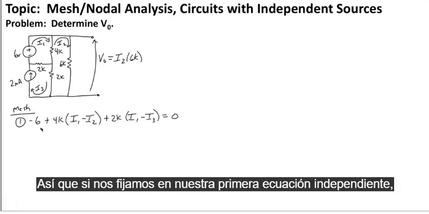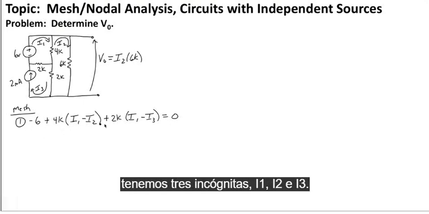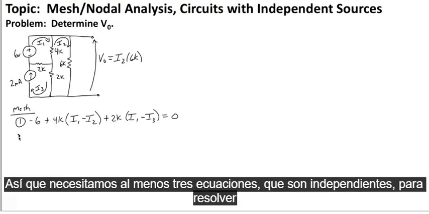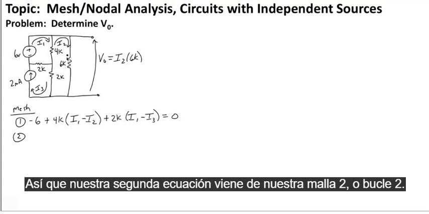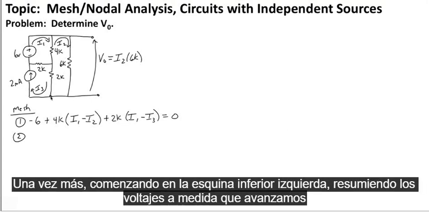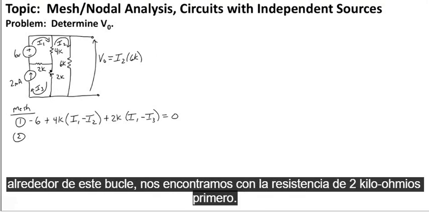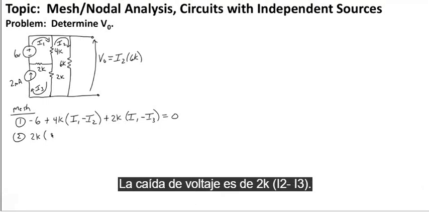So if we look at our first independent equation, we have three unknowns, I1, I2, and I3. So we need at least three equations which are independent to solve for these three unknowns. So our second equation comes from our mesh 2 or loop 2. Again, starting in the lower left-hand corner, summing up voltages as we go around this loop, we encounter the 2 kilo ohm resistor first. The voltage drop there is 2K times I2 minus I3.